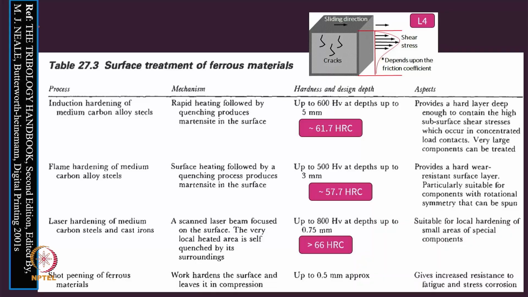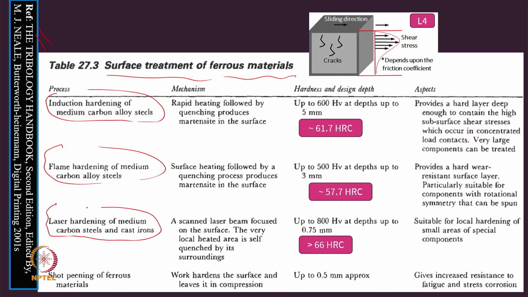Now I'm referring here to the Neale handbook, which has given Table 27 particularly on the surface treatment of ferrous material. And you can see here that first is the induction hardening of medium carbon steel. Second is flame hardening of the medium carbon steel. Third one is laser hardening of the medium carbon steel. And as I mentioned, one more, there's shot peening of the ferrous material. Shot peening as a treatment is kind of changing the surface texture also.